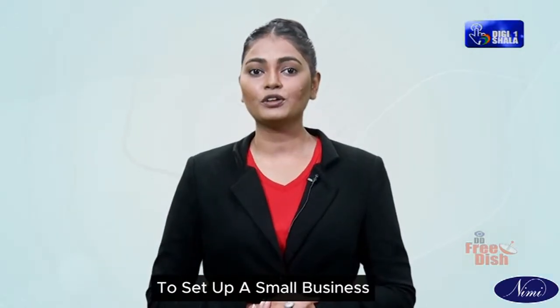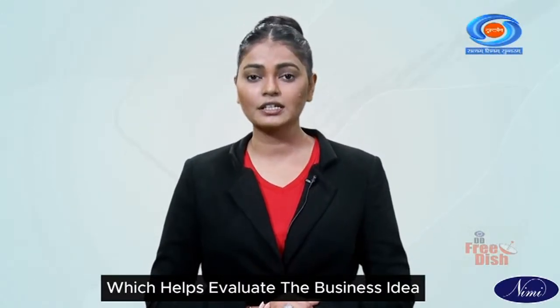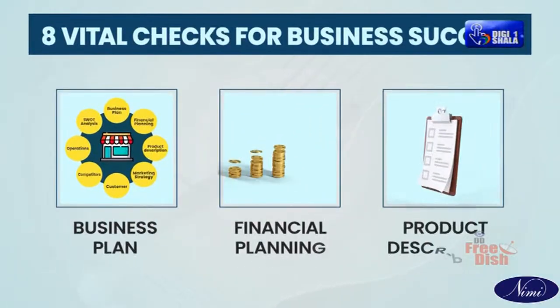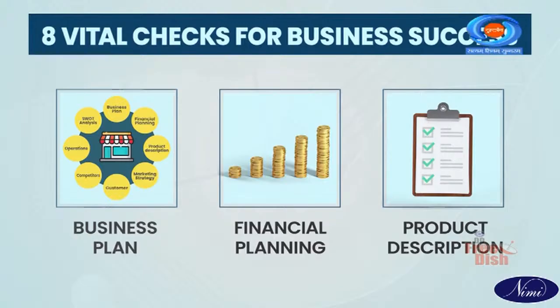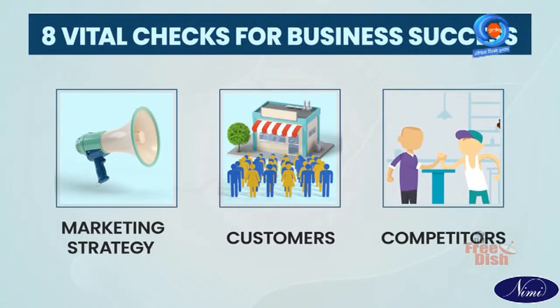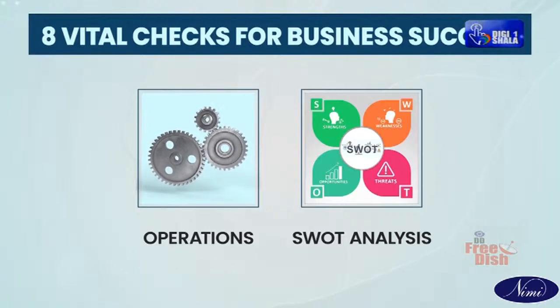To set up a small business, there are total 8 checkpoints to be considered, which helps evaluate the business idea and sustainability of the same. These 8 steps are: 1. Business plan. 2. Financial planning. 3. Product description. 4. Marketing strategy. 5. Customers. 6. Competitors. 7. Operations. 8. SWOT analysis.